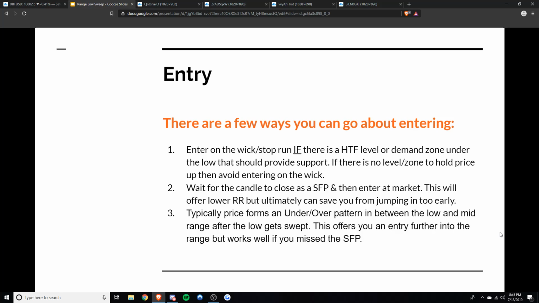So for the entry, there are a few ways you can go about entering. The first way is you can enter on the wick or the stop run if there is a high time frame level or demand zone under the low that should provide support. If there is no level or no demand zone, then you just want to avoid entering on the wick outside of the range.